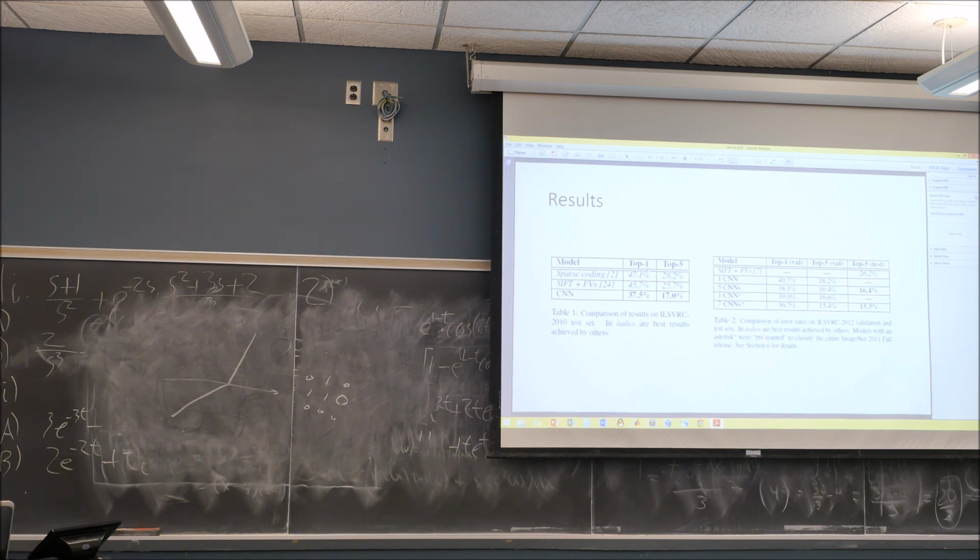Okay, that's it. Any questions? What's the error problem? Is it the error rate? Yeah, error. What's the meaning of the percentage value? Percentage, yeah. It means the images that you wrongly classify divided by all the images.